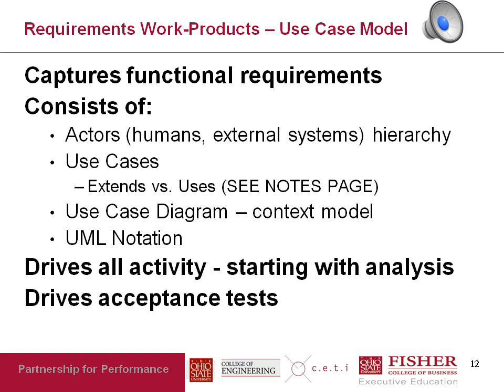A work product that you will hear a lot about is a work product known as a use case model. And it consists of three components. The first component is a description of the actors that will be using the system, the actors in the environment that will be using the system. And these actors are typically human actors, or they could also be system actors, which are external systems that your system has to interact with.